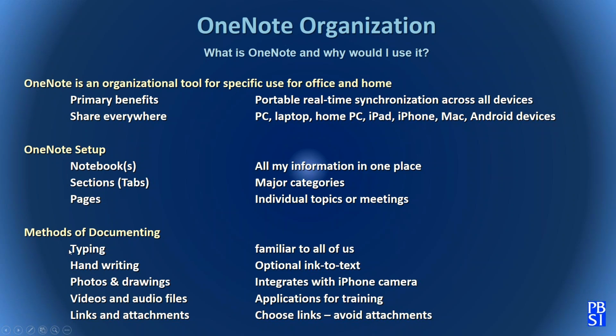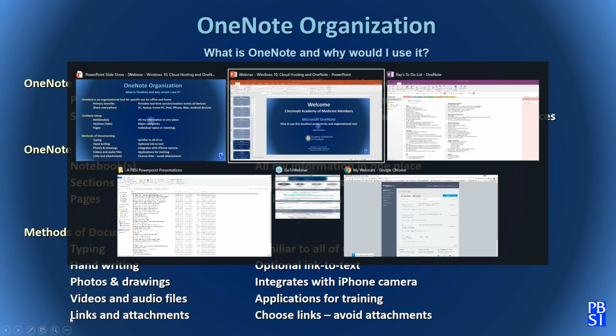So how can you get data into OneNote? You can type it, you can handwrite it, and you can keep that handwriting as just scribbled handwritten notes instead of a piece of paper, or you can use the optional ink to text feature. I'll show you how that works. You can add photos, you can add drawings, videos, audio files, and then you can link and attach. And there are major benefits to each of these features. I'll do at least a short demonstration of each.